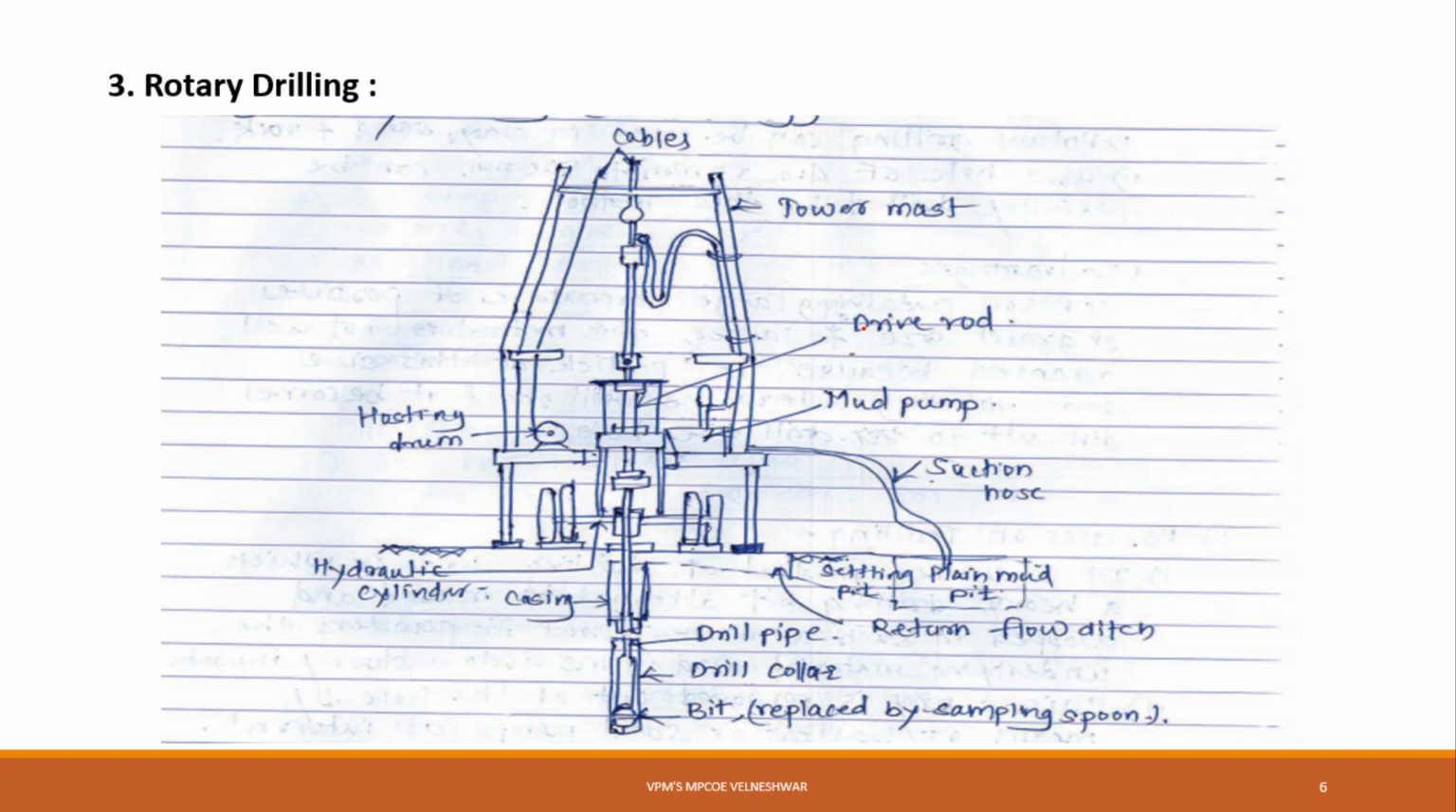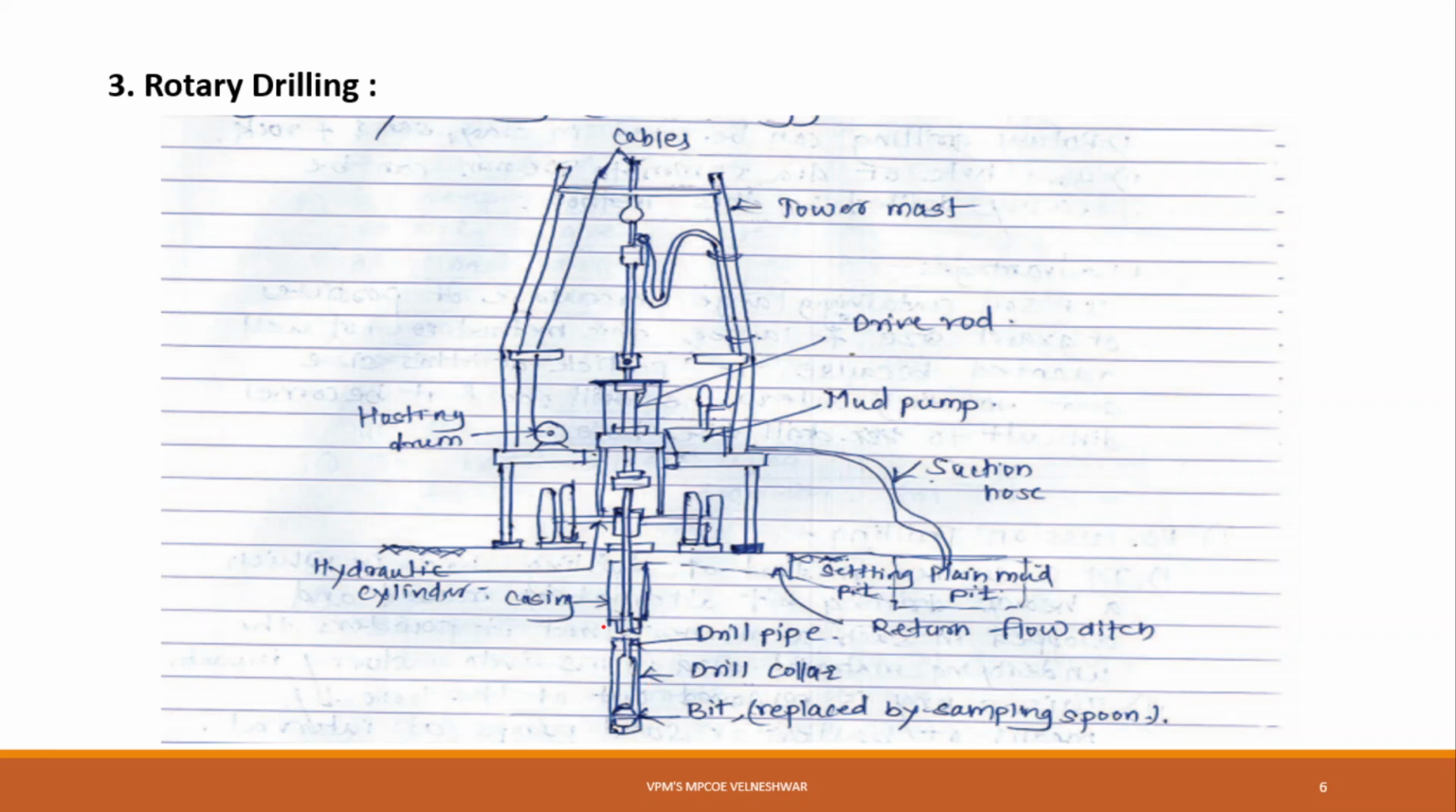Then drive rod, this is the drive rod. Then here is the mud pump. Then a hydraulic cylinder is there, where you can release hydraulic pressure. Then this total assembly is called a rotary head. Then the drill pipe, see here, this is the drill pipe. Then the drill collar is there.